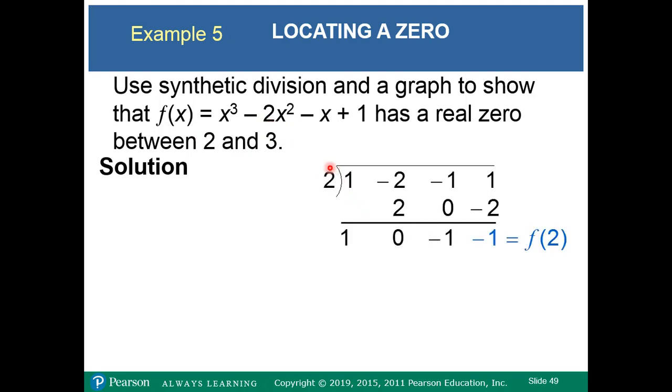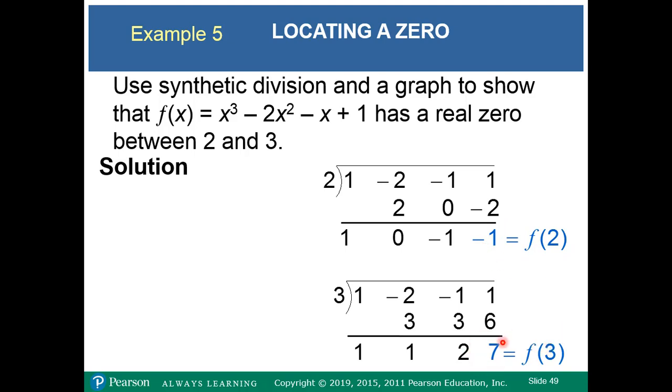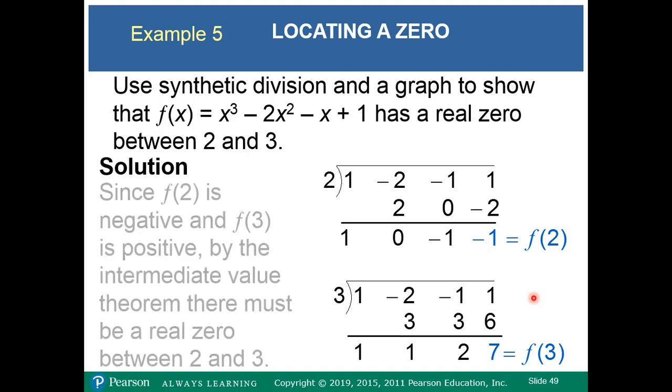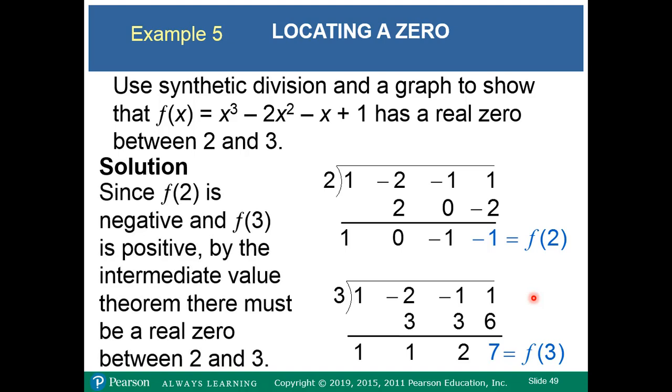Okay, so in this case here, if we use 2, we get a remainder of -1, so f of 2 equals -1, so it's negative. And then if we do 3, we get a remainder of 7, so f of 3 is equal to 7. And do they have opposite signs? Yes, they do. So that means there has to be a number between 2 and 3 such that f of that number, so there has to be some c number, let's say, between 2 and 3 such that f of c equals 0. And that's using the intermediate value theorem.